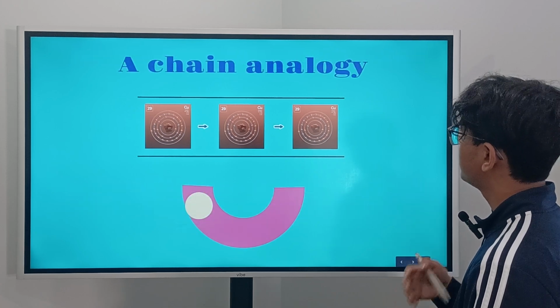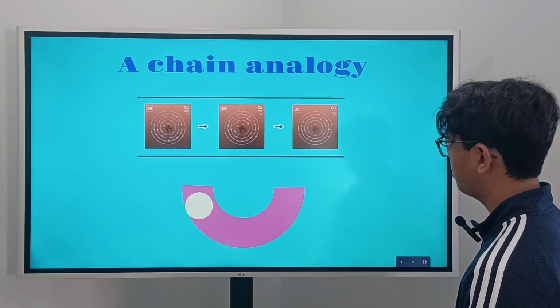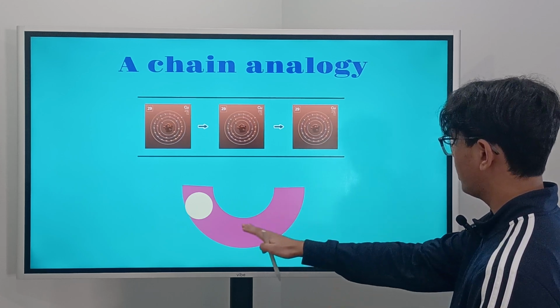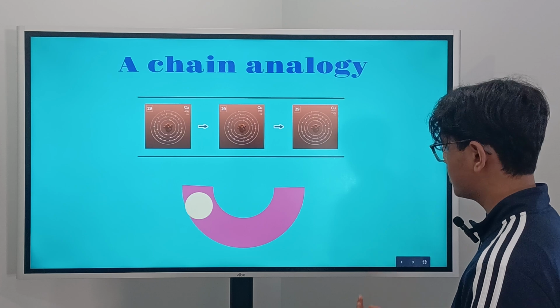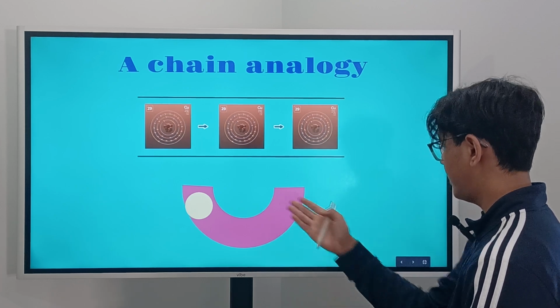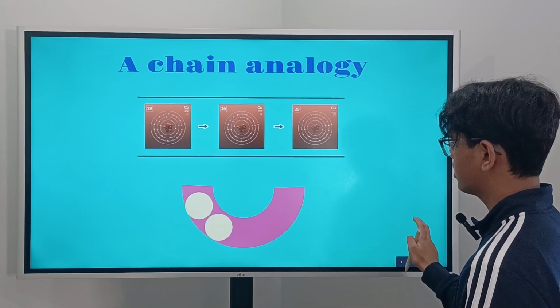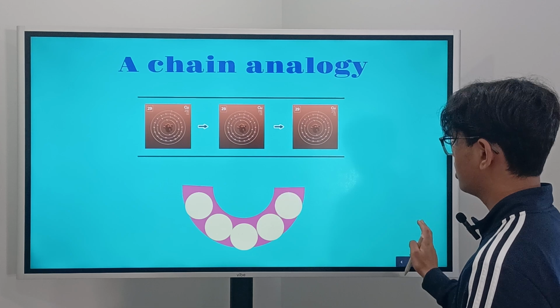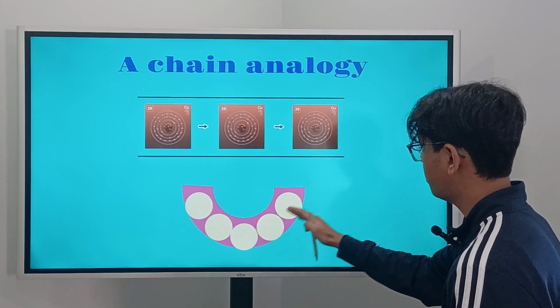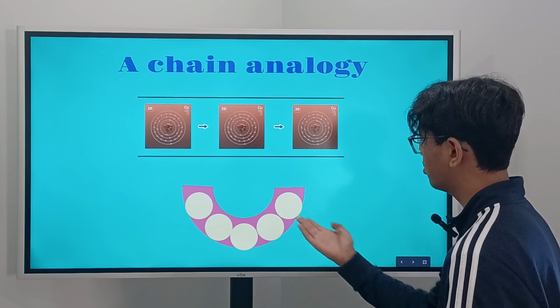And now we're going to take a chain analogy. This is back to our example of the copper wire once again, and this time we're going to look at an example that can help us understand more. This is just a normal tube that is bent like this, and inside we're going to have marbles. We're going to line these marbles up like this. Right now we have 5 marbles, so the tube is full. We're not going to be able to fit any more in there.